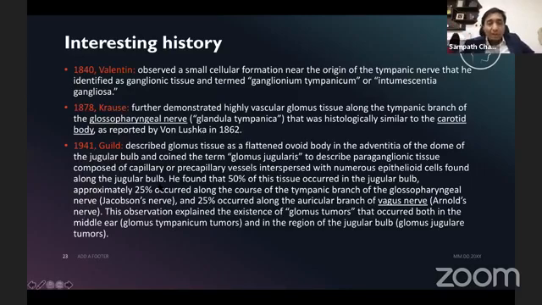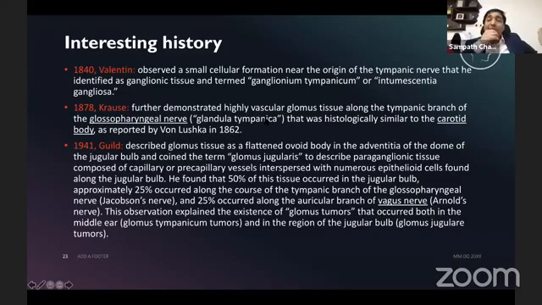Okay, and we all know that paragangliomas are tumors that arise from paraganglionic cell rests, which are normal cell rests, glomus-like bodies found adjacent to the ganglions. Ganglions of which nerves? 9th, 10th, 11th, all the cranial nerves, most commonly the 9th cranial nerve, and also the 10th. So, he further demonstrated highly vascular glomus tissue along the tympanic branch of the glossopharyngeal nerve. So I told you, the tympanic branch of the glossopharyngeal nerve. So that was histologically similar to the carotid body as discovered by von Luschka in 1862.